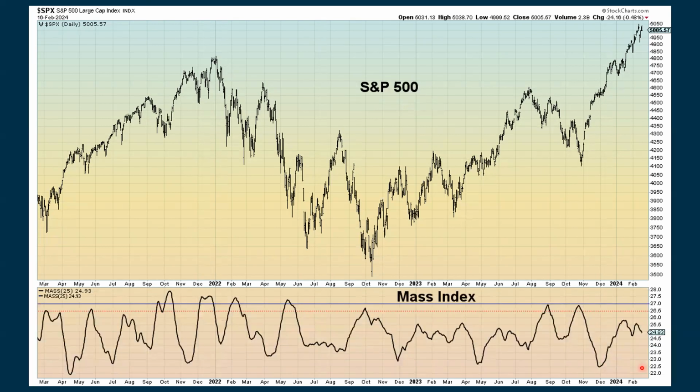Then we have the mass index. This is not generating a signal. We pay attention to this when we get up above the red dash line and the blue line and then turn back down. That is a signal that sometimes can help us, especially when we've been going down pretty heavily, but it's not generating a signal currently.